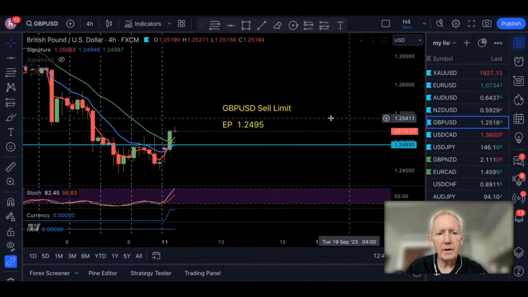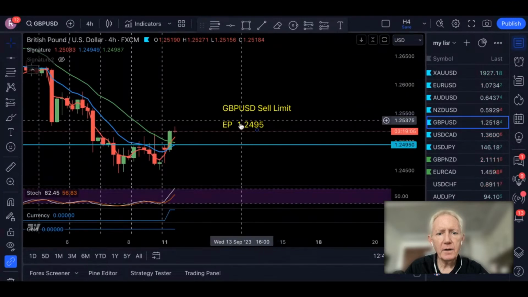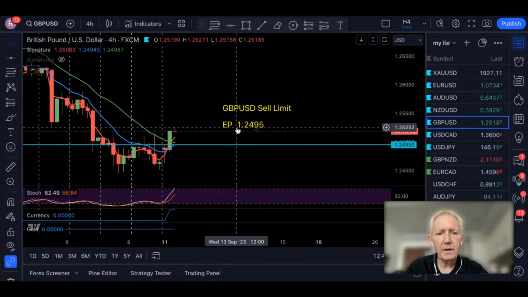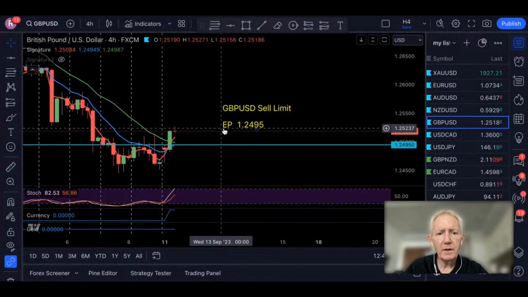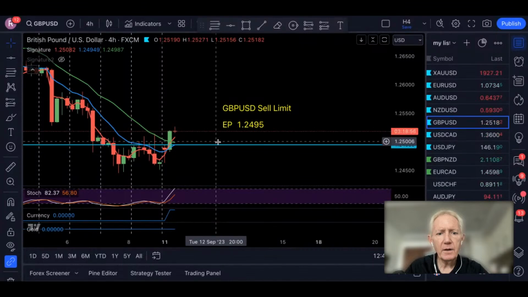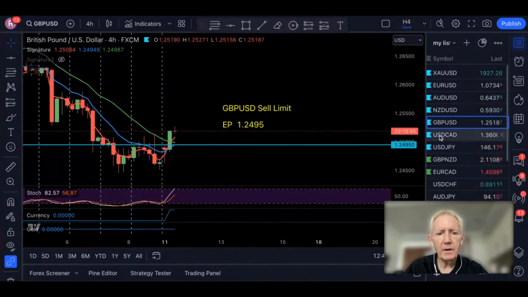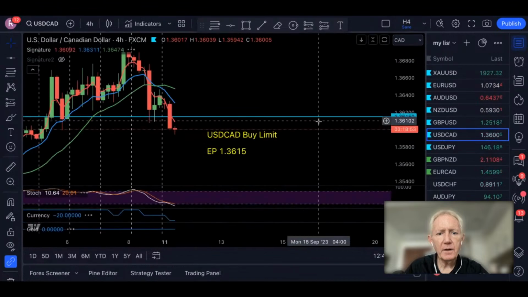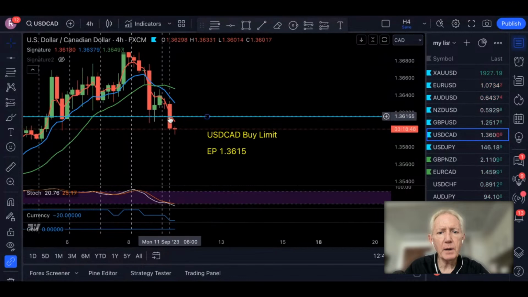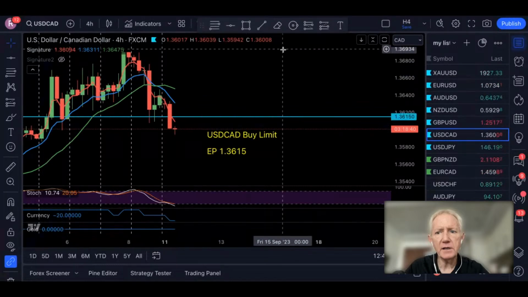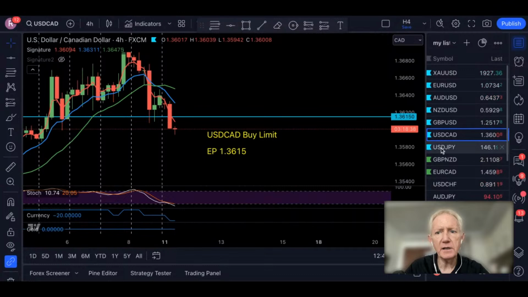The Pound US, a sell limit is what I have in place here. For you, if you have not taken this trade yet, that would be a sell stop with your entry price at 1.2495. The USD CAD is a buy limit, and if you have not taken that trade, that would be a buy stop at 1.3615, as that comes back up here to this blue line, and then we continue the bullish run with the USD CAD.